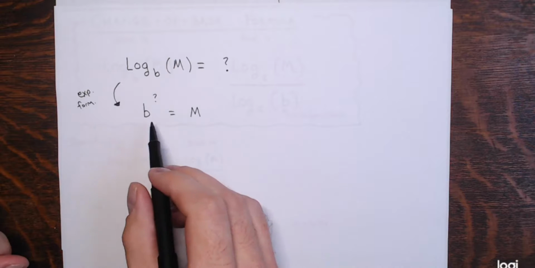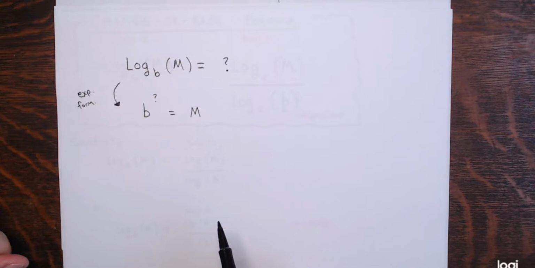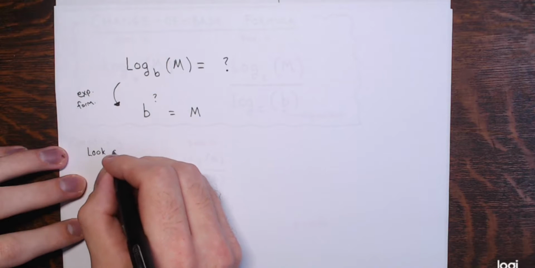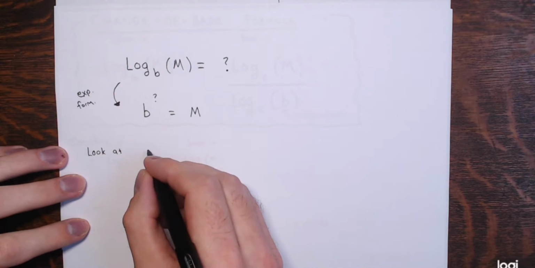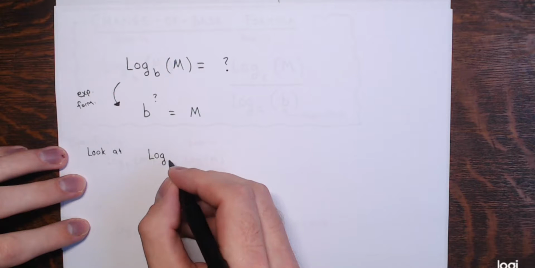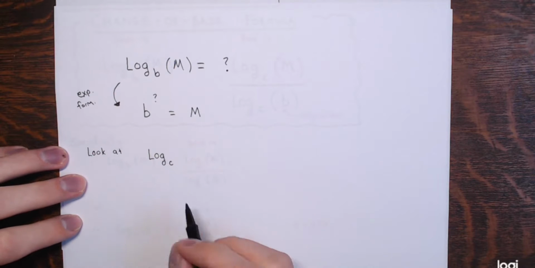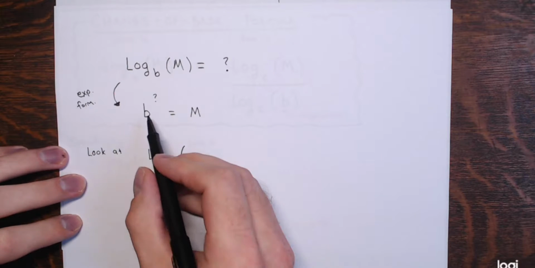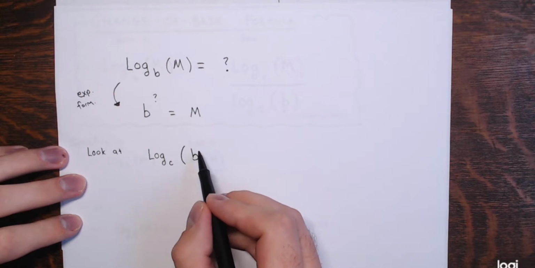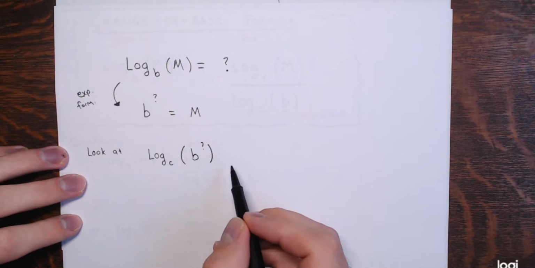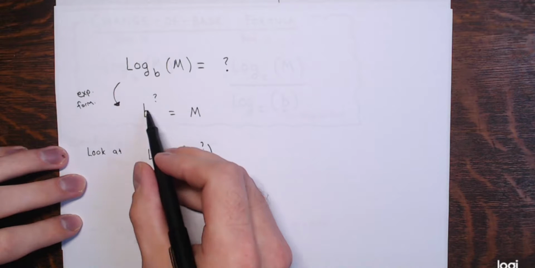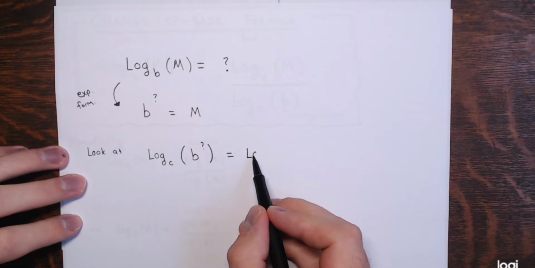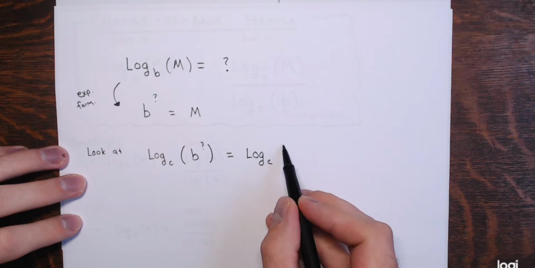All right, and then what I'm going to do is take a look at the log of this b to the question mark. Let's look at the logarithm base c. I changed from base b to base c. Let's take a look at the log base c of this b to the question mark power. Well, if b to this question mark is the same as m, then this should be equal to the log base c of m.